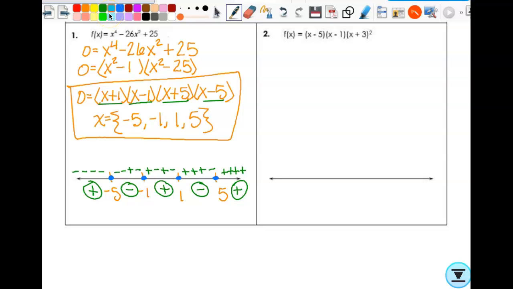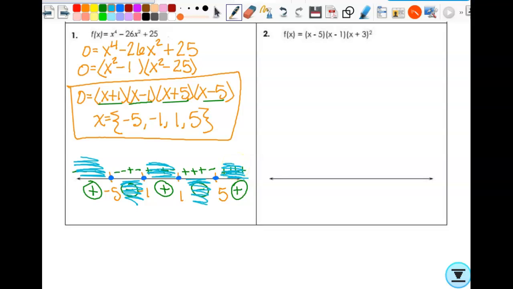So then remember that the number line is like your x-axis. That's why we plotted these points, because there are zeros. So if it's positive, that means the function is above the x-axis. When it's negative, it's below. Positive is above. Negative is below. Positive is above.